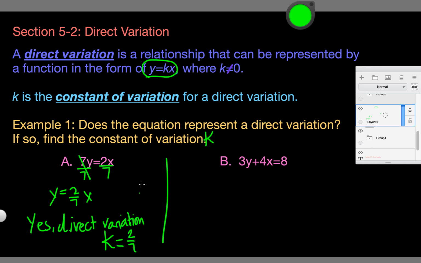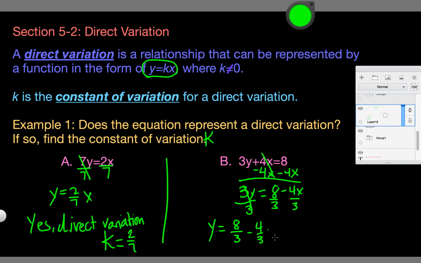Okay? So the same thing for b, we're going to solve for y. So in order to solve for y, we need to get 4x to the other side. So we subtract it, and we end up with 3y equals 8 minus 4x. Now we have to get rid of this 3, so we divide 3 on both sides everywhere. So you get that y equals 8 over 3 minus 4 over 3x. Now, as you can see over here, we have this term that's being added to our negative 4/3 x. This term means that it is not a direct variation.